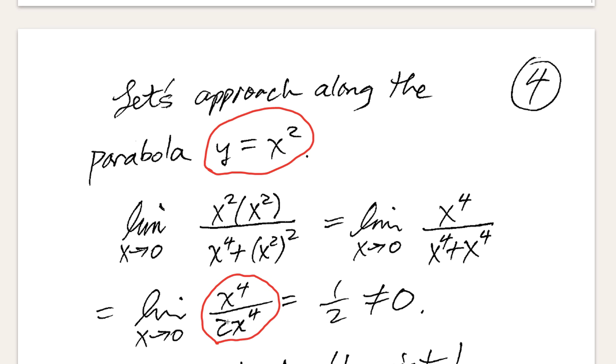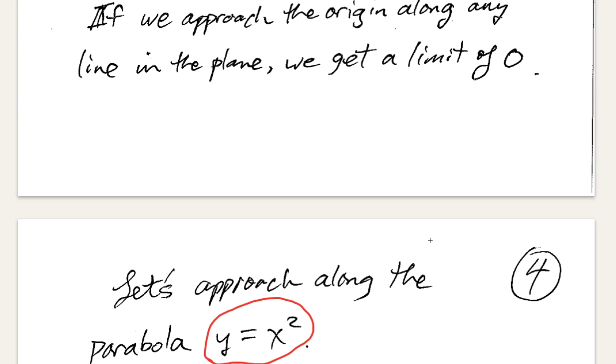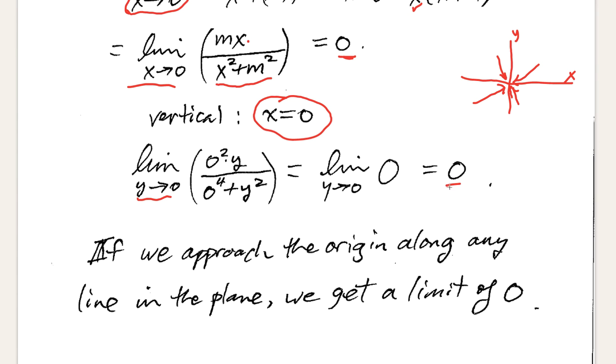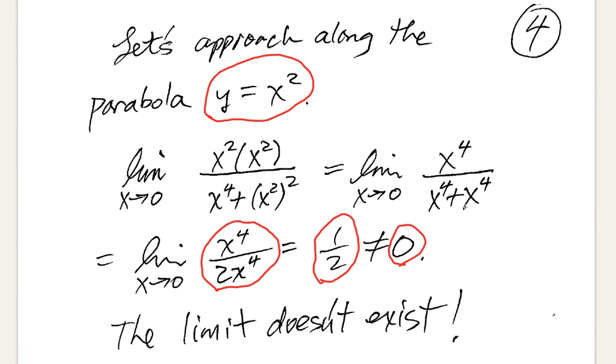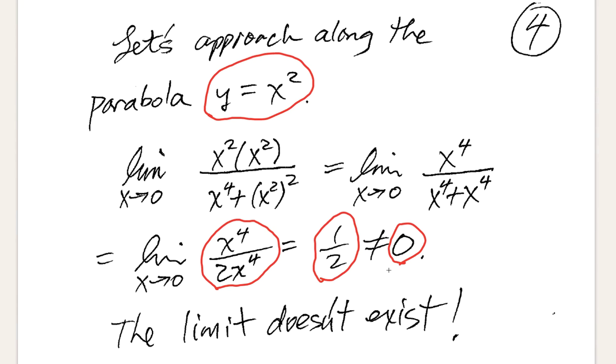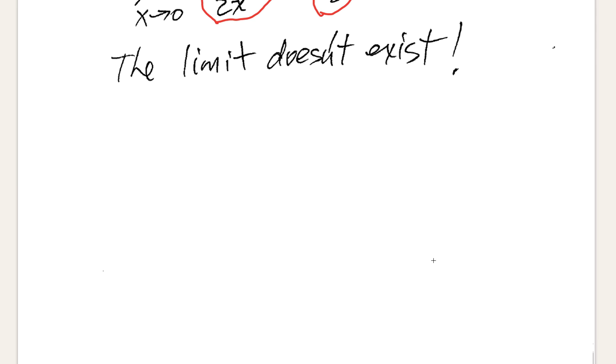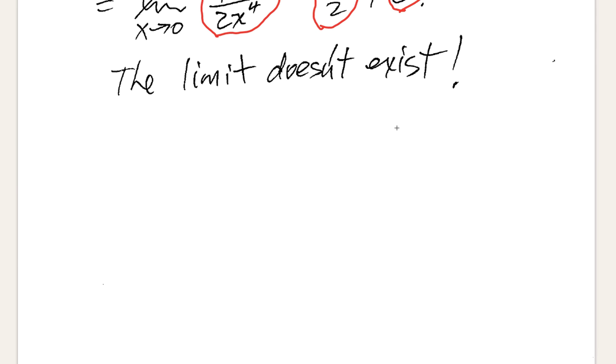So I'm taking the limit as x approaches 0 of a half, essentially, and that limit is a half. A half is not 0. Now, why does saying it's not 0 show that there's no limit? Well, up here, we could go along any line and we would get a limit of 0. But along this parabola, we get a limit of 1/2. The limit doesn't exist.